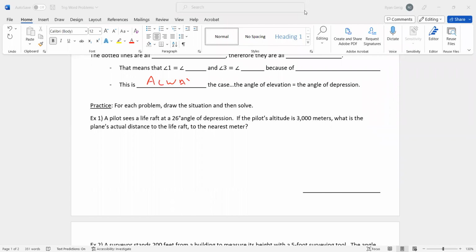Now, we have 5 word problems to play with. We're going to draw the situation, and then we're going to solve it. A pilot sees a life raft at a 26-degree angle of depression. If the pilot's altitude, or distance above the ground, is 3,000 meters, what is the plane's actual distance to the life raft, to the nearest meter?